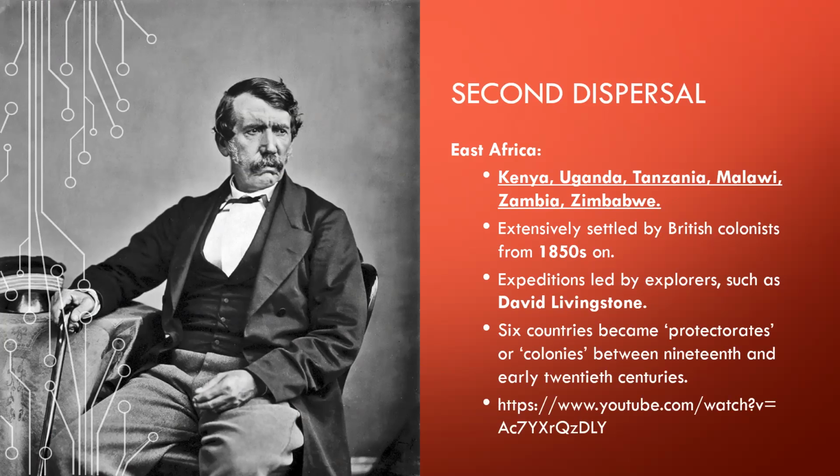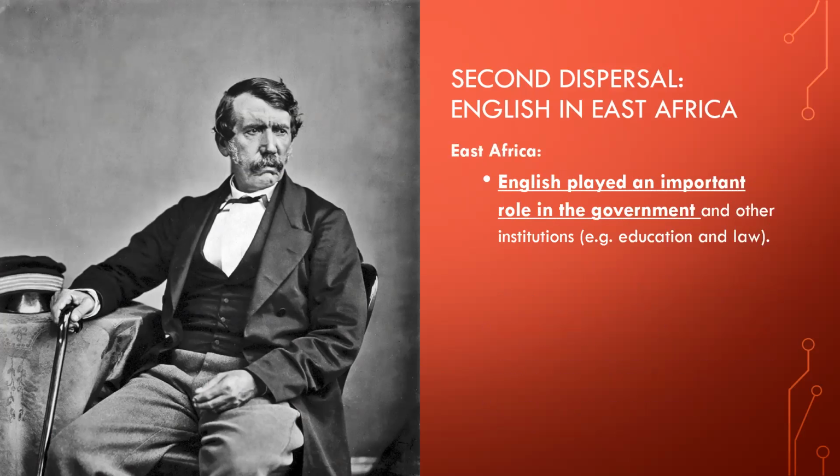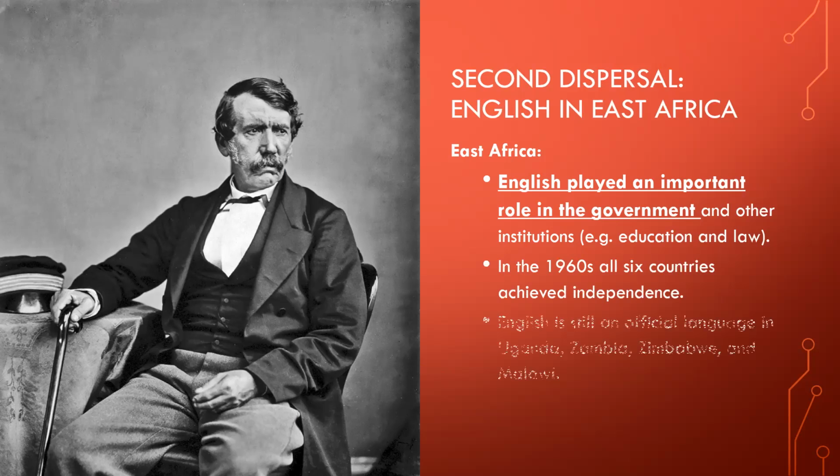There's a video that you can also watch on your own on David Livingstone, the explorer of East Africa. In this settlement, English played an important role in government and other institutions. What are institutions? Well, such as education and law. In the 1960s, however, all 6 countries that had a major English influence achieved independence.